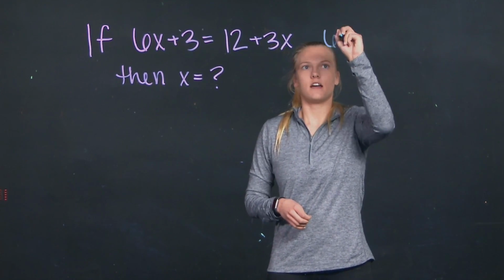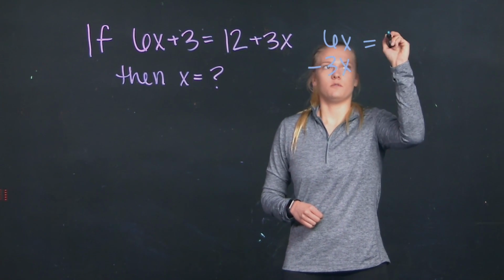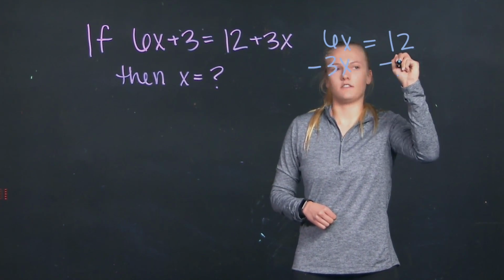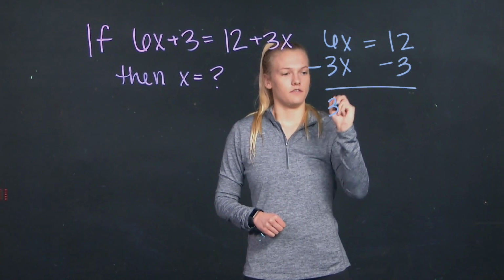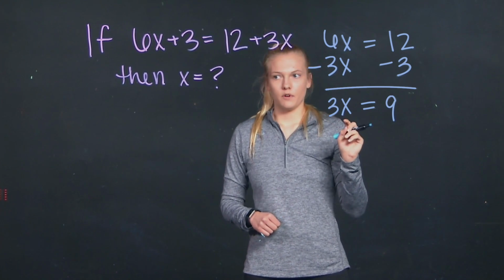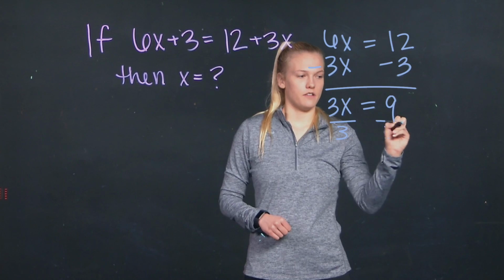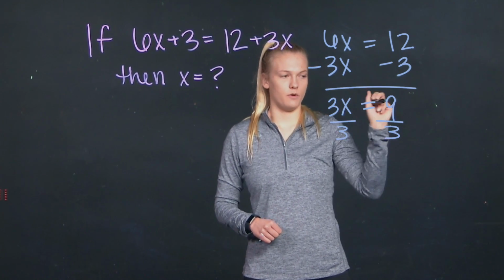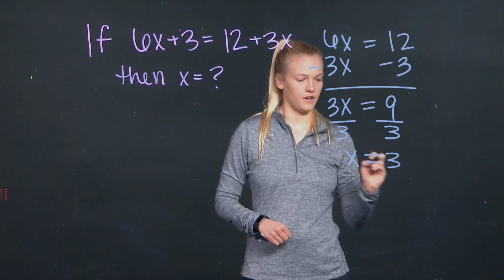So it'll be 6x, and then you're going to subtract 3x, is equal to 12 minus 3. When you do this math, you're going to end up getting 3x is equal to 9. Now we're going to try and solve for the variable itself. So we're going to divide each side by 3, because what we do on one side of the equation we have to do on the other, and then this will give you x is equal to 3, and that's your final answer.